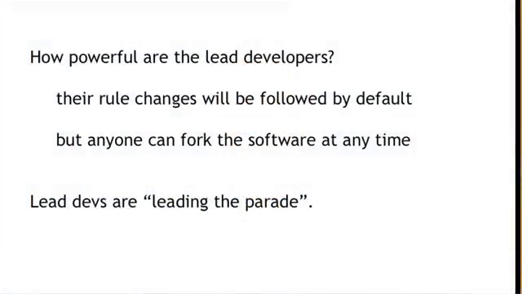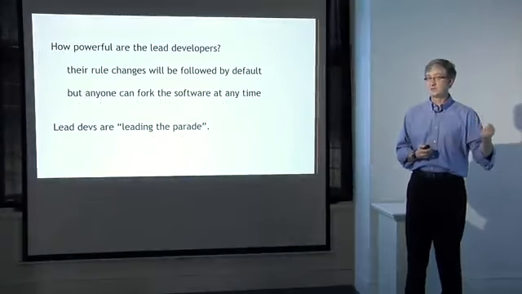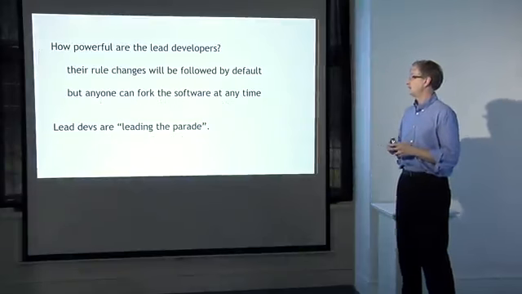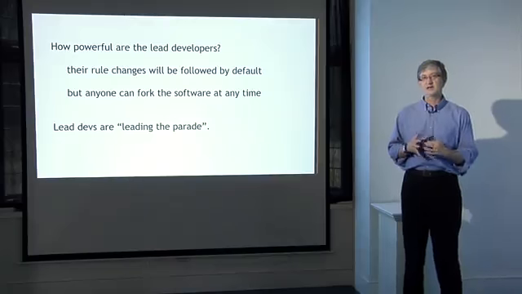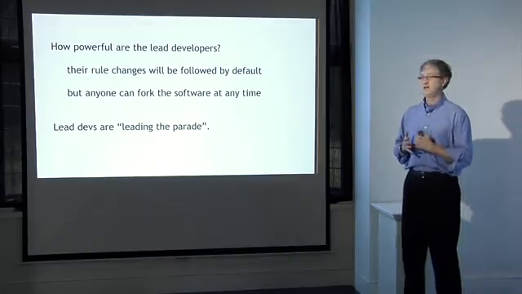So how powerful are these people? Well, on the one hand, they're very powerful in one sense. In another sense, they're not all that powerful at all. On the one hand, you could argue that they're powerful because the rule changes, that is, the changes to the code that get shipped in the Bitcoin core, will be followed by default. These are the people who actually hold the pen that can write things into the de facto rule book of Bitcoin. On the other hand, because it's open source software and anybody can copy it and modify it, anybody can fork the software at any time.